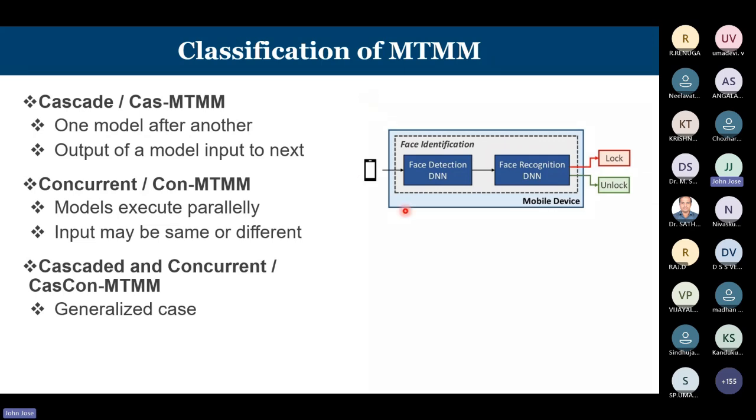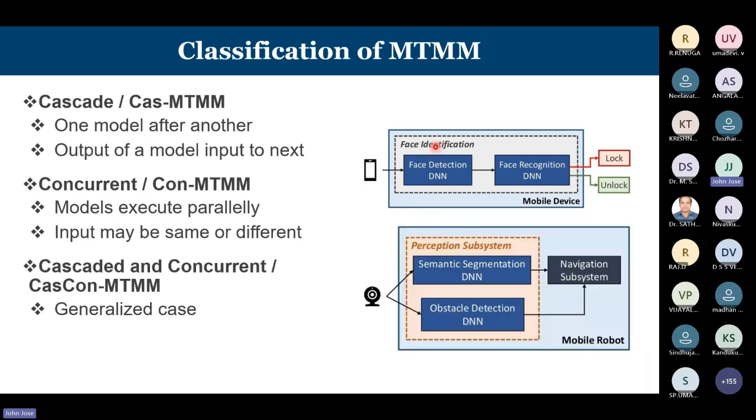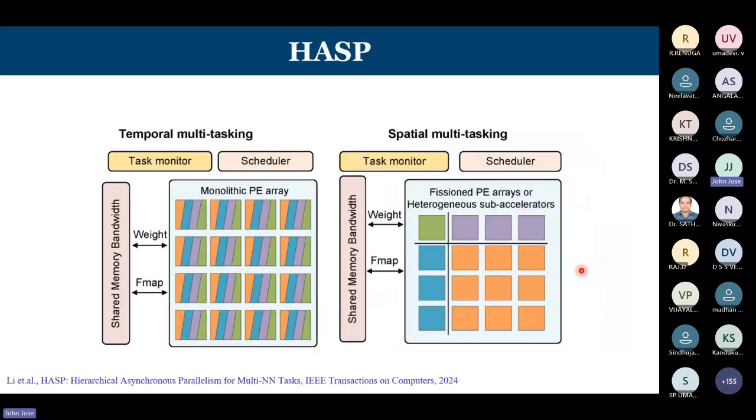In the cascade mode, you first detect the face and then you recognize the face. But if it is concurrent, then semantic segmentation and obstacle detection both have to go together. Now, how do you do this? We have two ways to handle it. One is temporal multitasking. So multiple tasks are there, multiple neural networks are there. So temporal multitasking and spatial multitasking. Your inputs and weights have to be brought. Imagine, let us say you have a hardware with 16 accelerator chiplets.